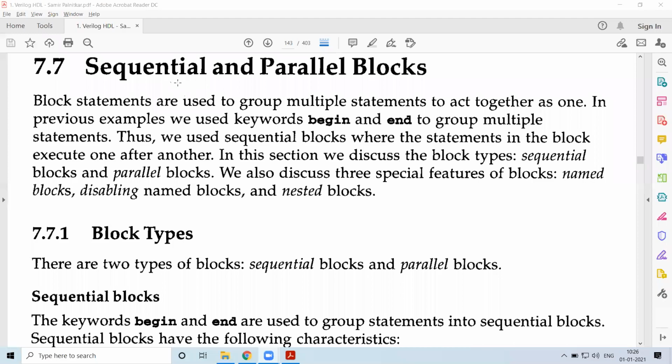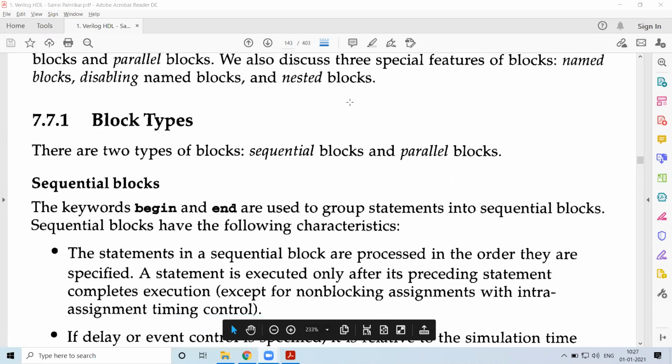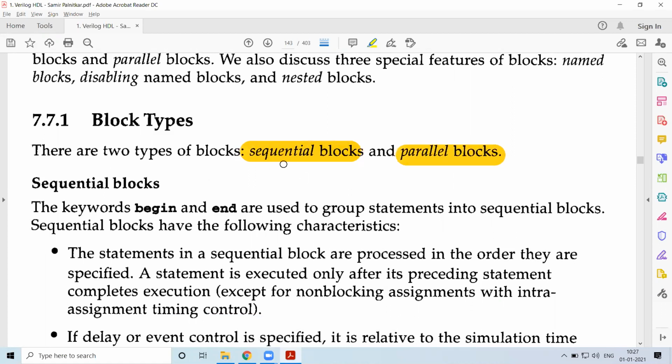So in today's session, we'll be discussing sequential and parallel blocks, and with the continuation with that, we'll be discussing the other parts also. In Verilog, we have two kinds of blocks. One is sequential and one is called parallel. The name itself tells that there is something to do with the sequential aspect. Sequential means one after the other, and parallel means concurrent in nature.